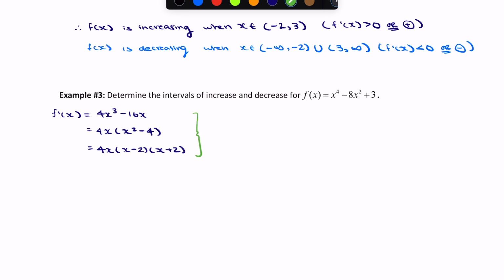And here we see that we have a positive leading coefficient, and we have an odd degree polynomial here. And so our end behavior will be from quadrant 3 to quadrant 1.